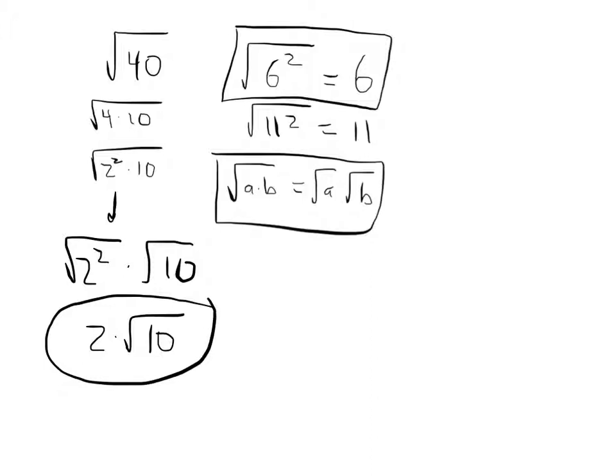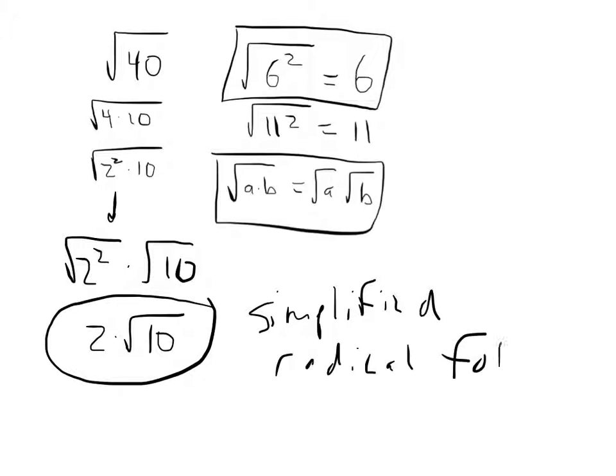Indeed, root 10 is in what's called simplified radical form. So I've come up with what I think is an answer. Well, root 10 is somewhere between 3 and 4, because 3 squared is 9 and 4 squared is 16. 2 times 3 and a bit is going to be somewhere between 6 and 8. And remember, we looked back up here at root 40, and we said it had to be somewhere between 6 and 7. So somewhere between 6 and something looks reasonable. So 2 root 10 looks good.